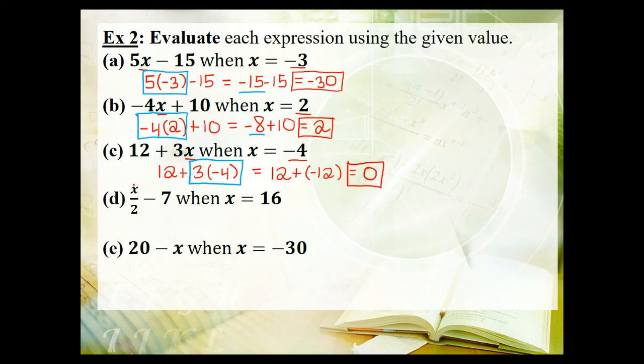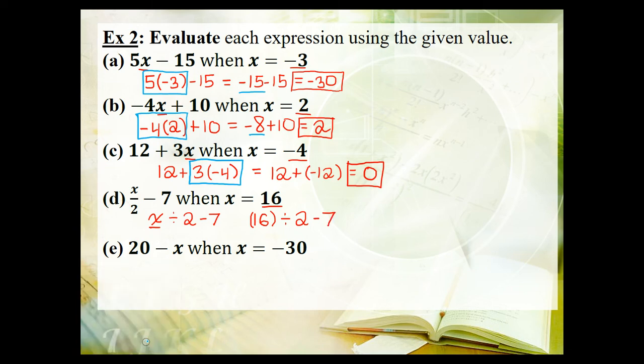Okay, this next one, you have x as a fraction over 2, minus 7, when x is equal to 16. Now, anytime you see that fraction sign, it means that division is the operation that we're going to complete. So in this case, this would be x divided by 2 minus 7. And I'm going to take 16 and replace the x with it. So this would be 16. Again, you can put it in brackets if you want. 16 divided by 2 minus 7.